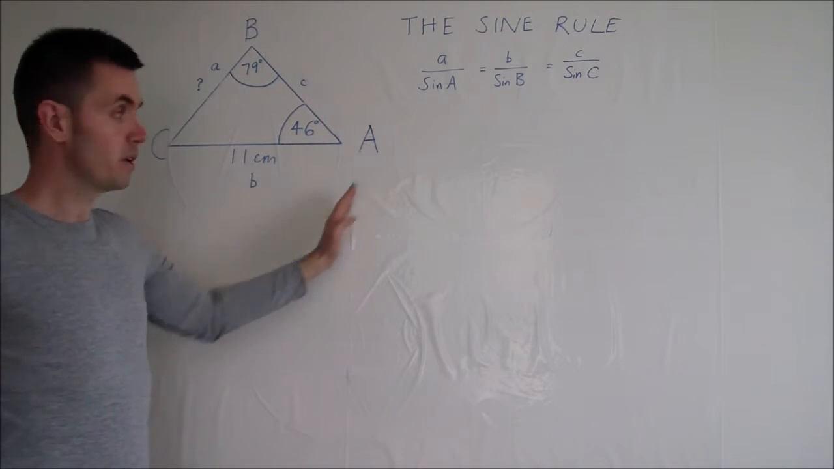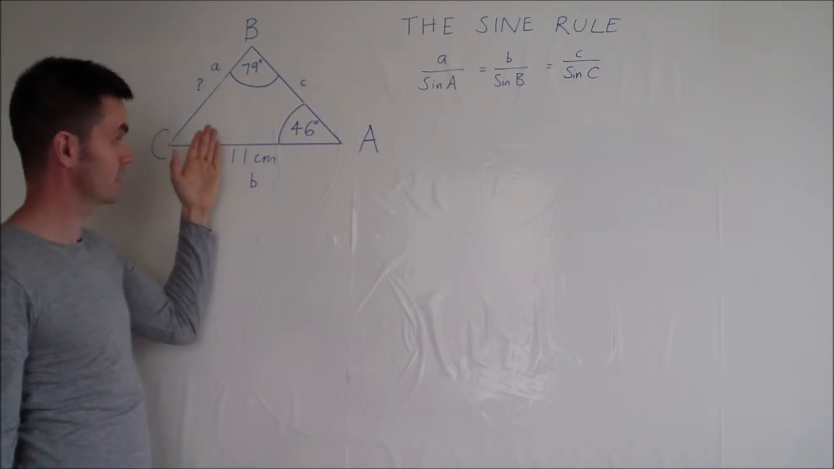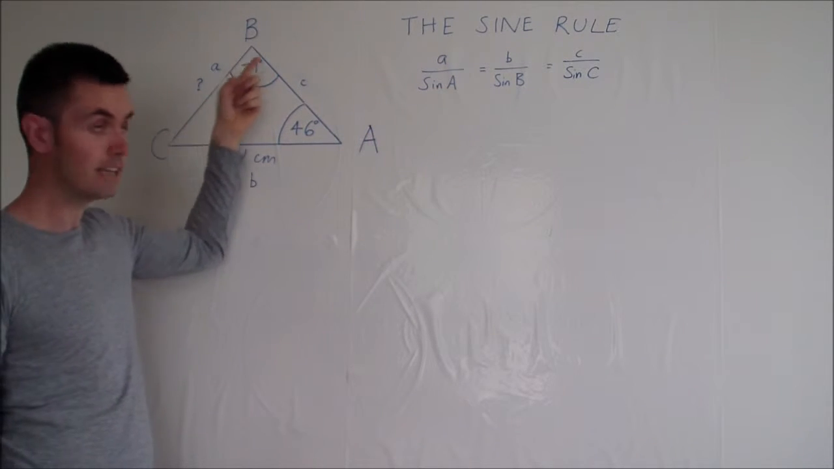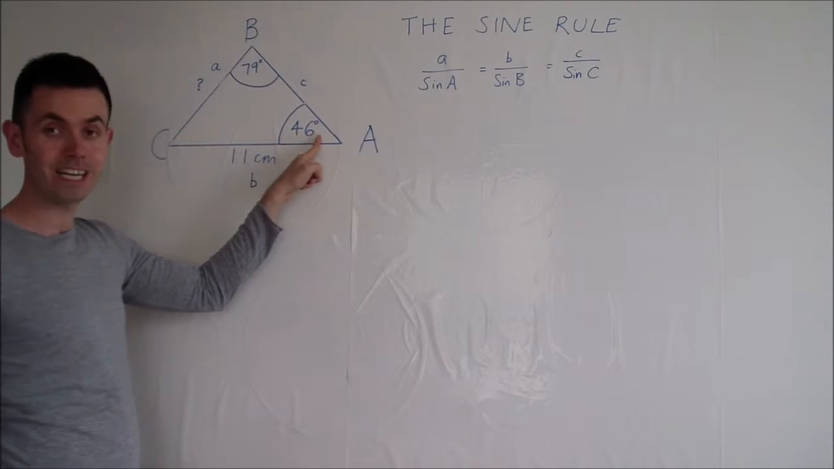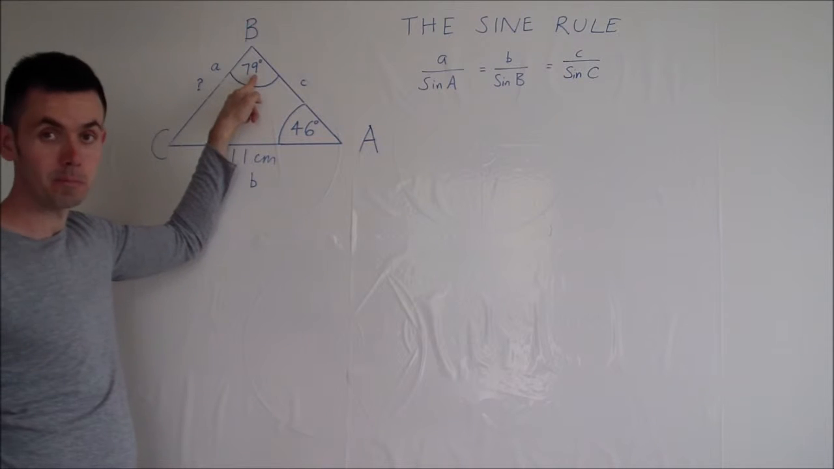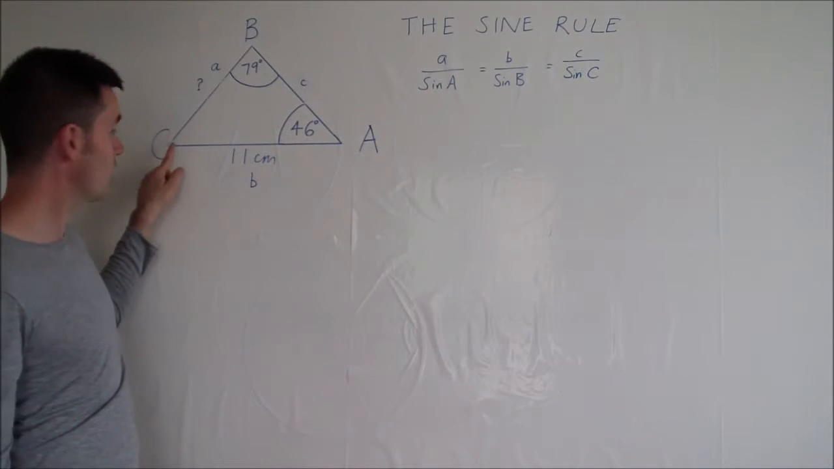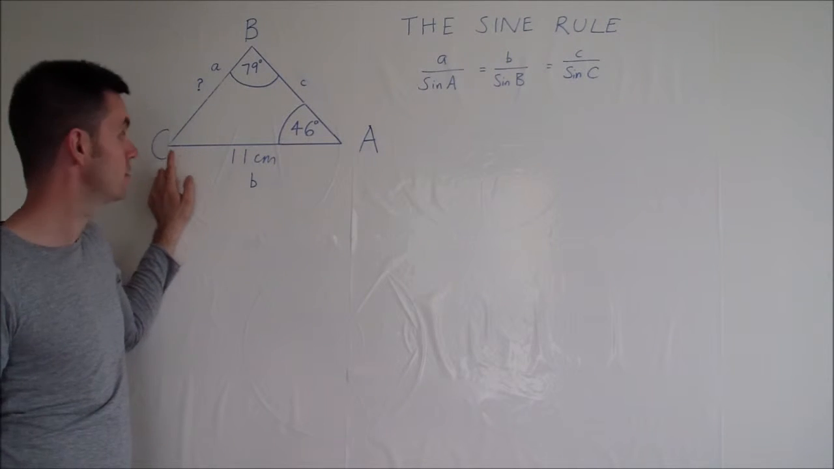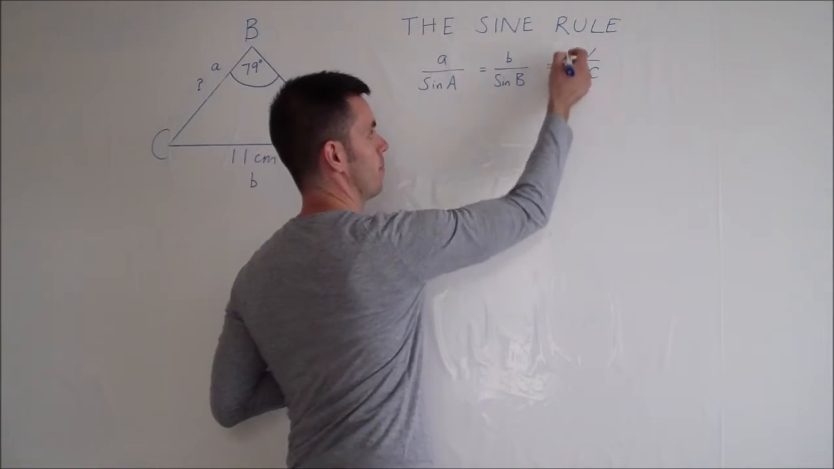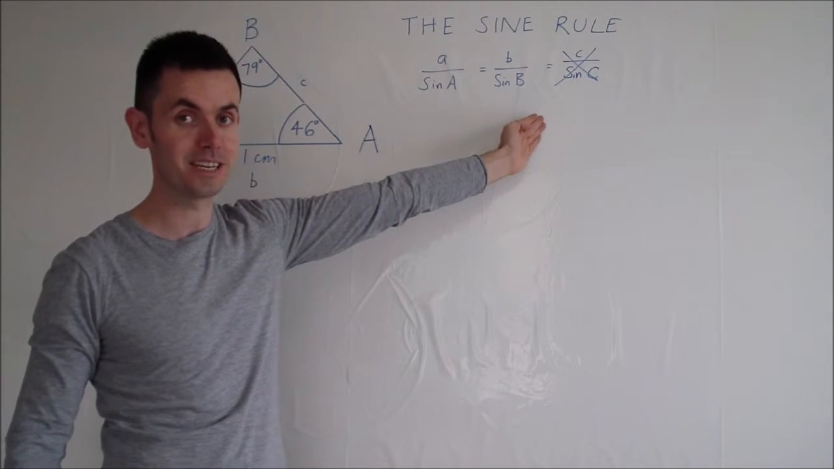Now, to answer the question, we don't need to use all of this sine rule, we can get rid of some of it. And if we look at this question, we can see, well, what do we know? We know we're looking for little a here. We know the value of angle A here. We know the value of angle B and the length of side B, which is here. But we know nothing about C. We don't know the angle, we don't know the side. So we can get rid of this bit of the sine rule and just concentrate on a over sine A being equal to b over sine B.